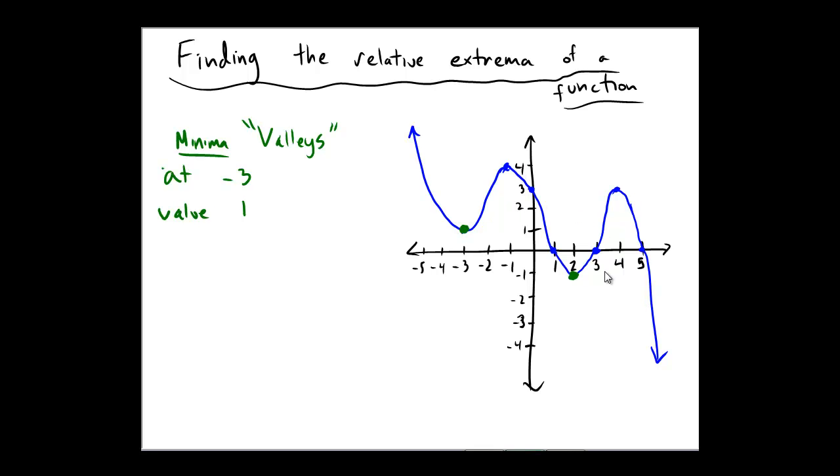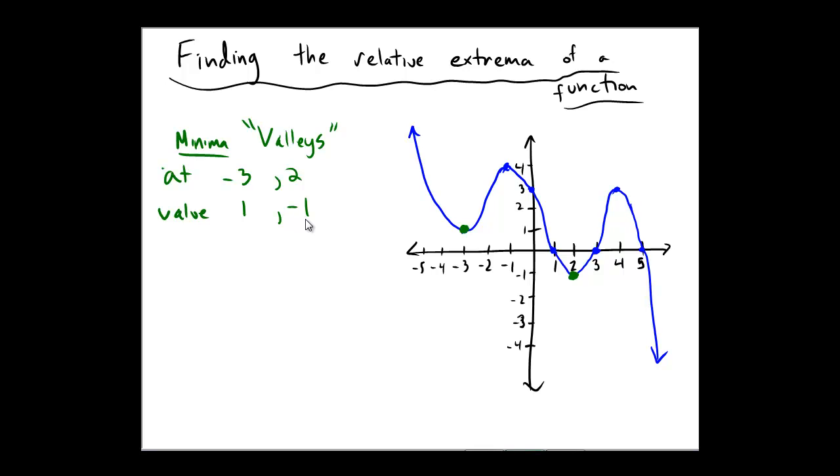Now, on the other hand, there is another minimum that's located over here, another small point in the valley. Where is that one located? Well, where does it happen at? It happens at the x value of 2. And what is its minimum value? What is the value associated with that x coordinate? Well, that would be a y value of -1.